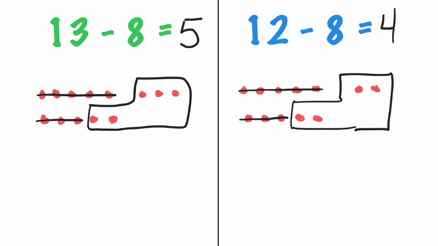All right, welcome back, boys and girls. So here's what you should have done on your problem, 12 minus 8. You should have drawn out your 12 dots. And remember, you wanted to make them in groups of 5. So we had 5, 10, 11, 12.